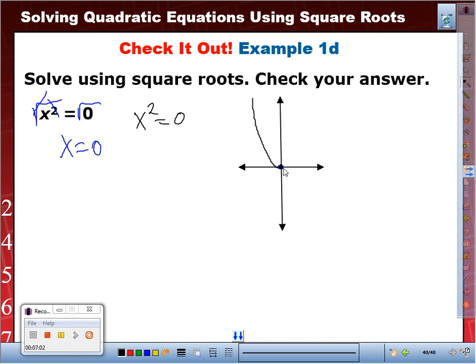Therefore, my parabola looks like that. It barely touches at 1. I mean at 0. Everybody see that? Thank you. Everybody got it? Okay, let's do another one.